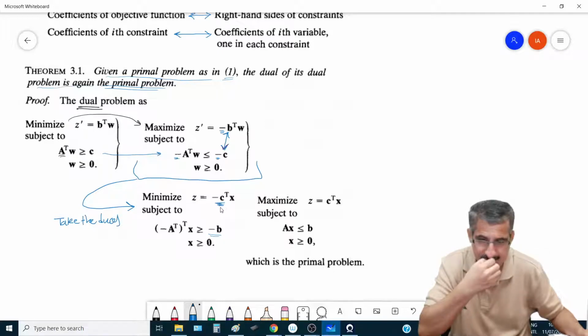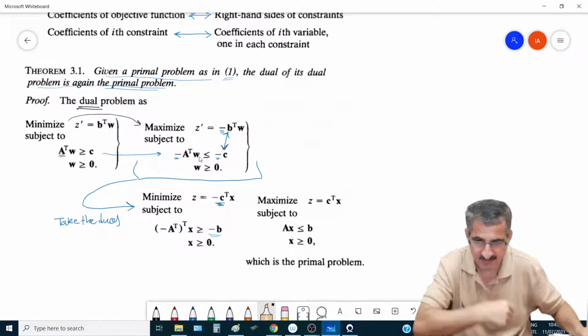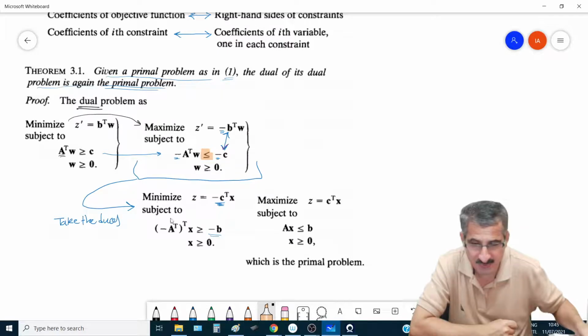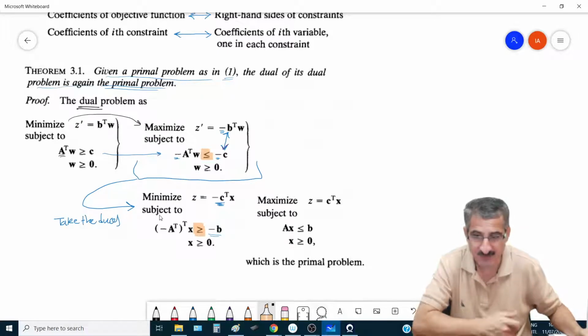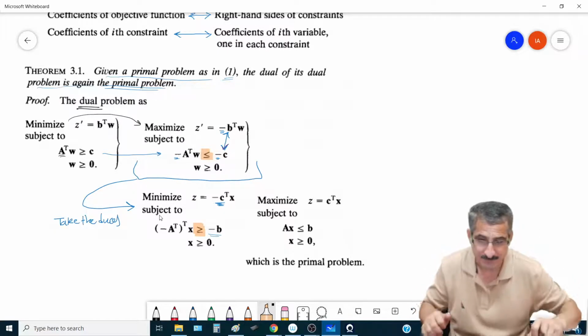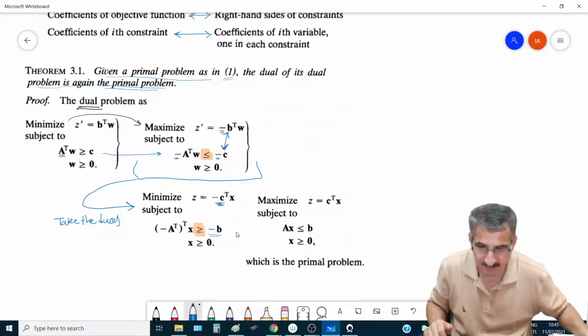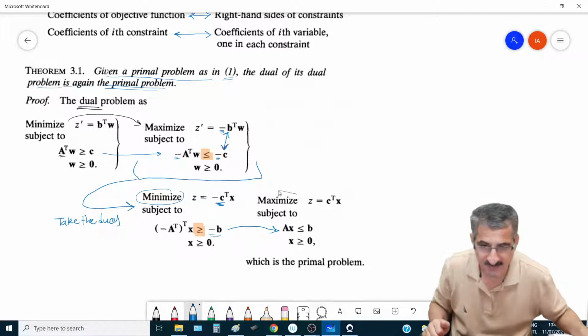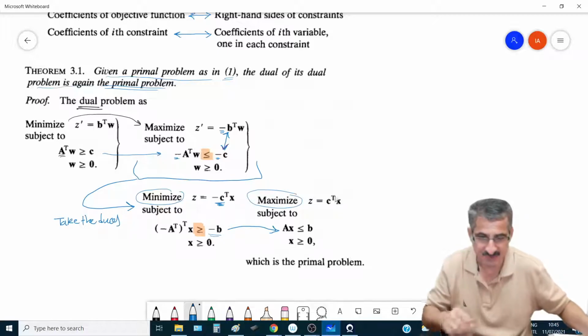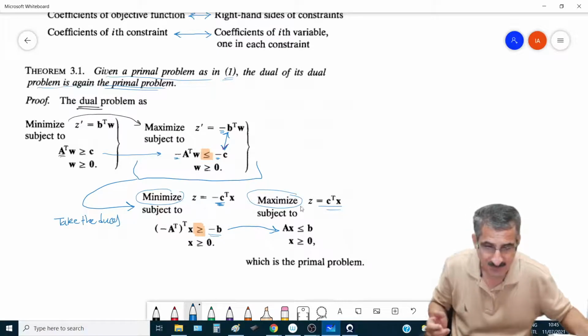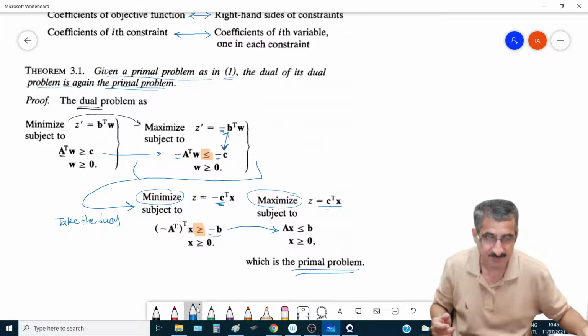Okay. And then this is what we have stopped at. This was less than or equal, so we made it greater than or equal because we are moving to a dual. Okay, now what's happening? Multiply negative again, we get that. And this minimization make it maximization, but multiply the function with negative, so we get this. And this is the primal problem.